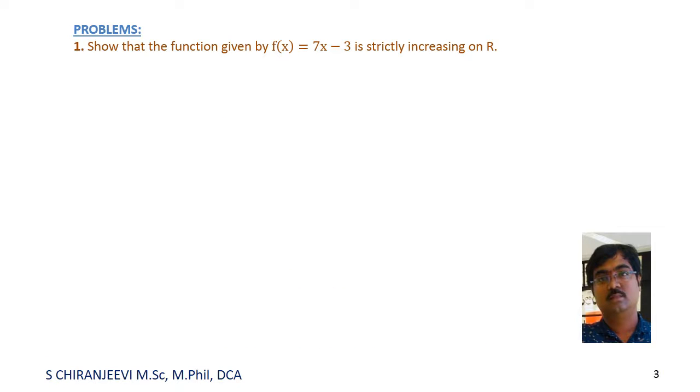First one, show that the function given by f of x equal to 7x minus 3 is strictly increasing on capital R. Given f of x equal to 7x minus 3, differentiating with respect to x, f dash x equal to differentiation of 7x is 7 and minus 3 will become 0. So 7 is greater than 0. Therefore, f is strictly increasing on capital R.